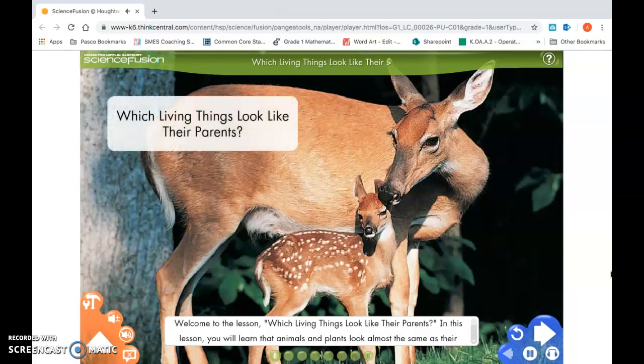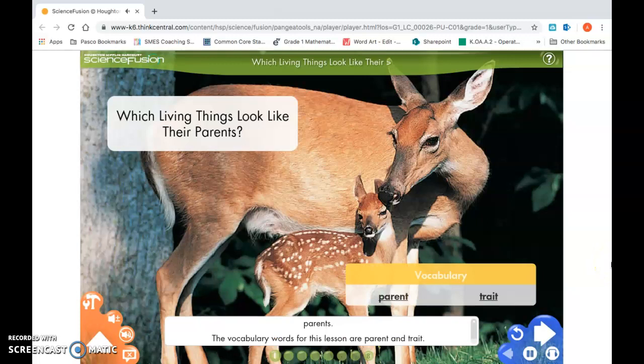Welcome to the lesson, Which Living Things Look Like Their Parents? In this lesson, you will learn that animals and plants look almost the same as their parents. The vocabulary words for this lesson are parent and trait. You can click each word to find out more about it.